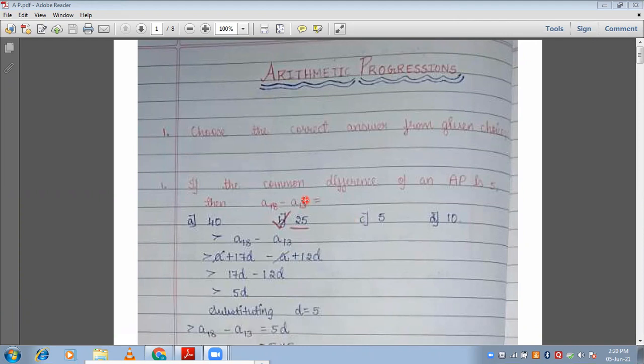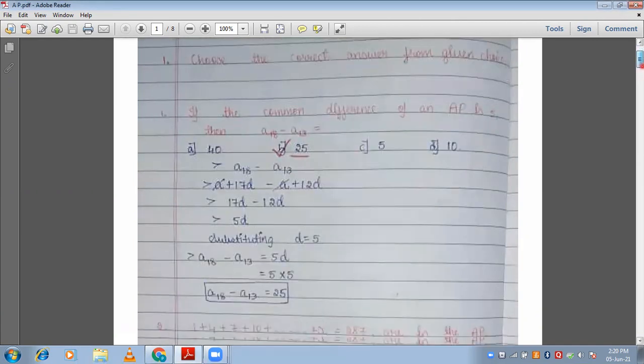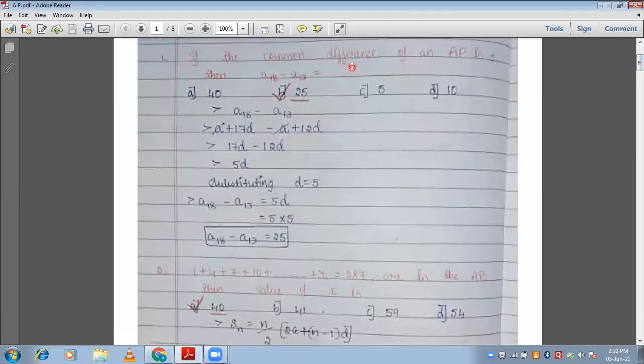In this session, I am going to discuss the chapter Arithmetic Progression. As we all know, the exam pattern has changed. For the SLC exam, they will ask only multiple choice questions. First question is, if the common difference of an AP is 5, then A18 minus A13 is equal to dash.